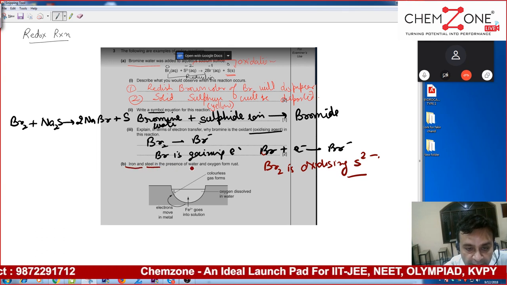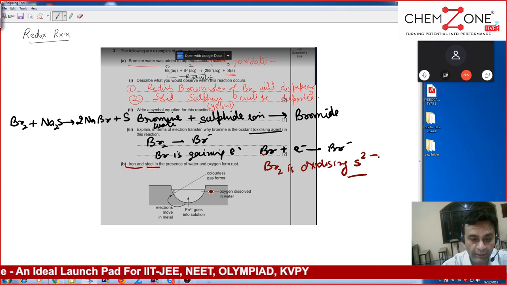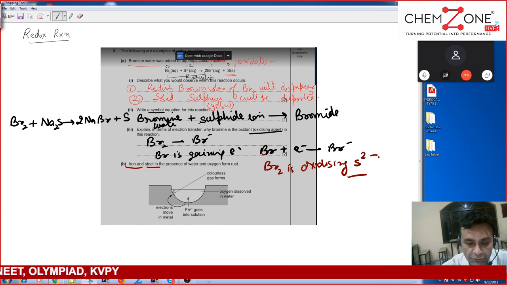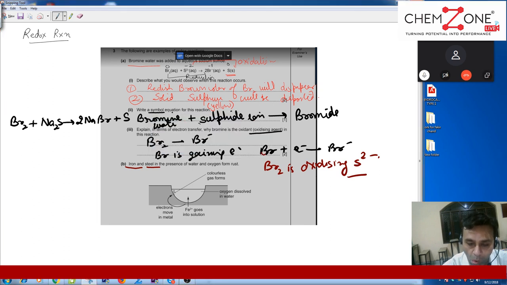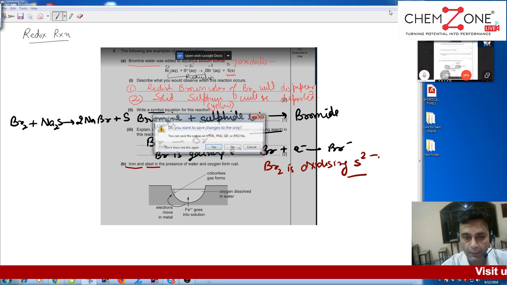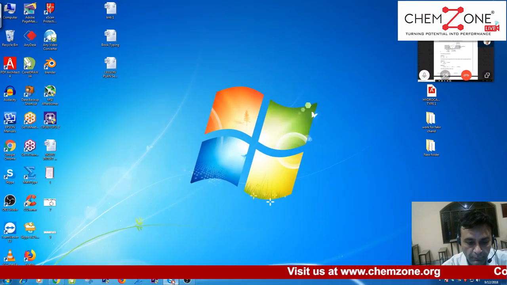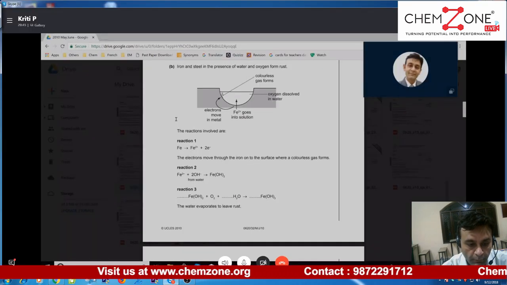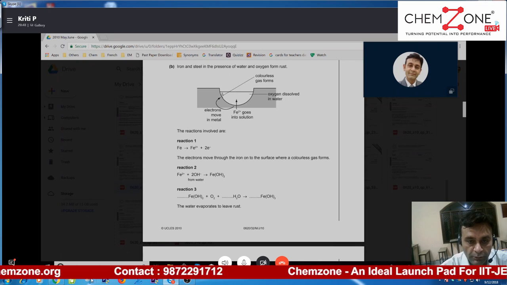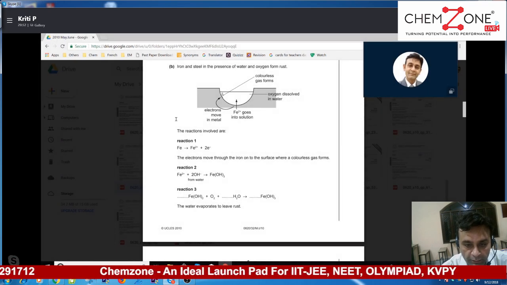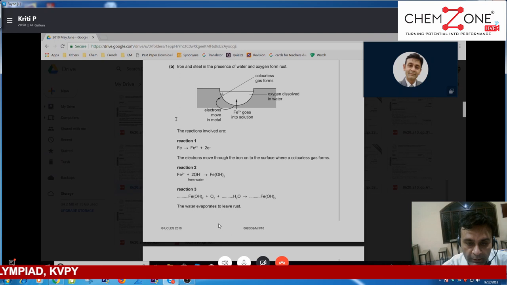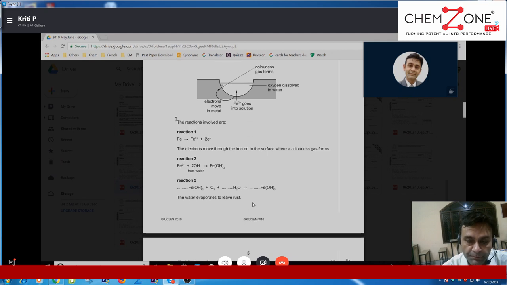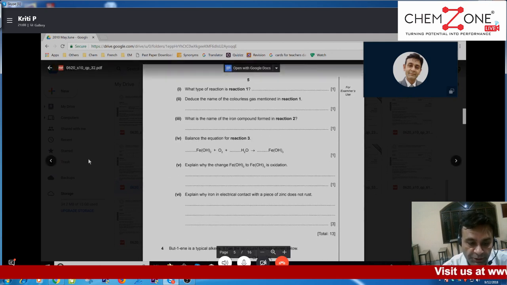Iron and steel in the presence of water form rust. I have not taken up the question from your sheet, so give me the question. Is this question clear? You are showing me the question. The reactions involved are these, right? Now basically show me the question. What is the actual question? Show me the next page.